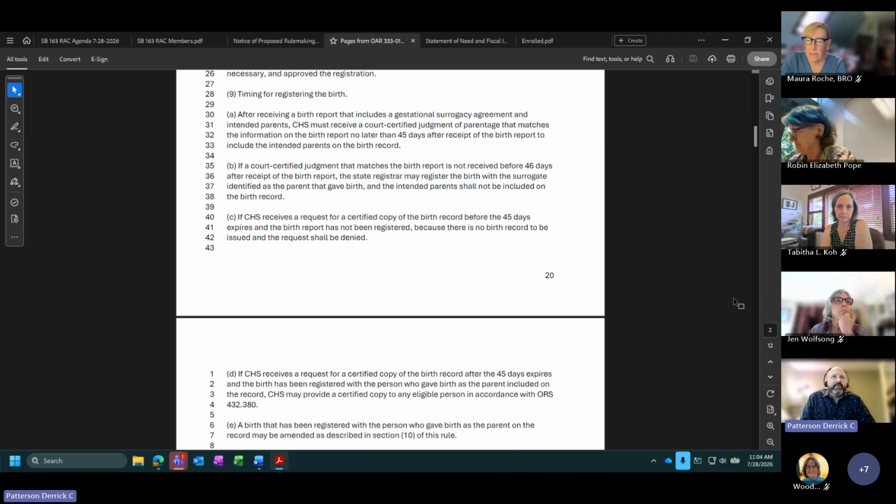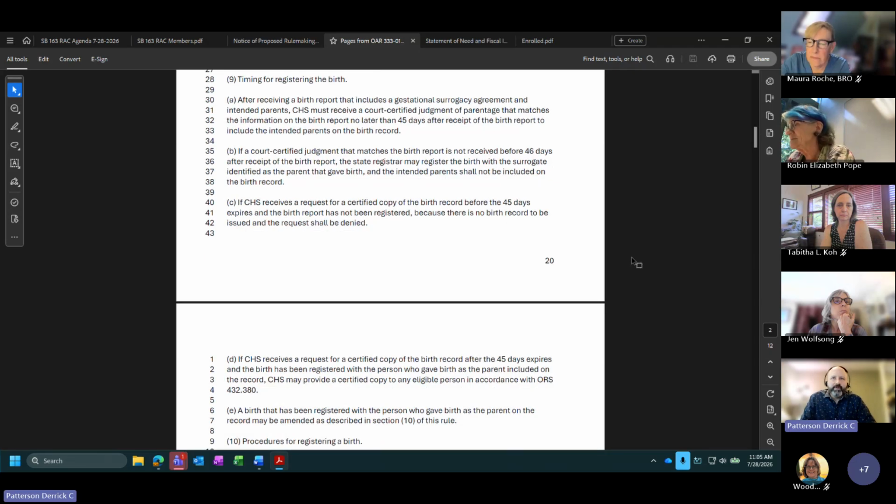C, if CHS receives a request for a certified copy of the birth record before the 45 days expires and the birth report has not been registered, because there is no birth record to be issued, the request shall be denied. D, if CHS receives a request for a certified copy of the birth record after the 45 days expires and the birth has been registered with the person who gave birth as the parent included on the record, CHS may provide a certified copy to any eligible person in accordance with ORS 432.380. A birth that has been registered with the person who gave birth as the parent on the record may be amended as described in Section 10 of this rule.